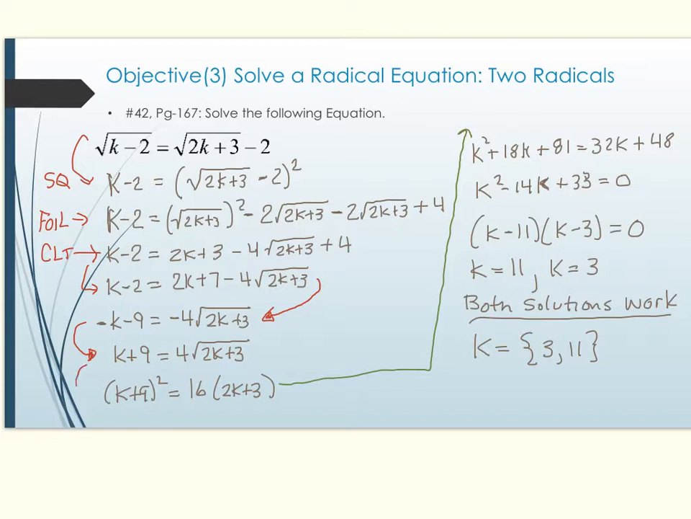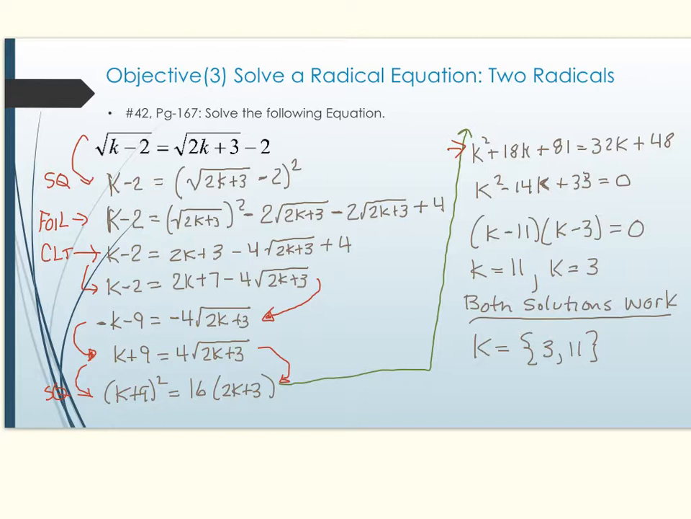Now again, we're going to square both sides, right? Why? Well, we still have a radical symbol over here. So when we square, we get k plus 9 squared is equal to 16 times 2k plus 3. Now we're going to expand the left side of the equation, and when we do that, we get k squared plus 18k plus 81 is equal to 32k plus 48.